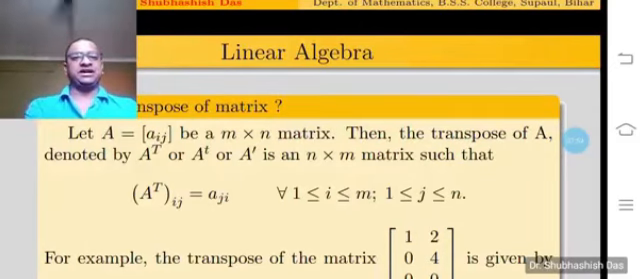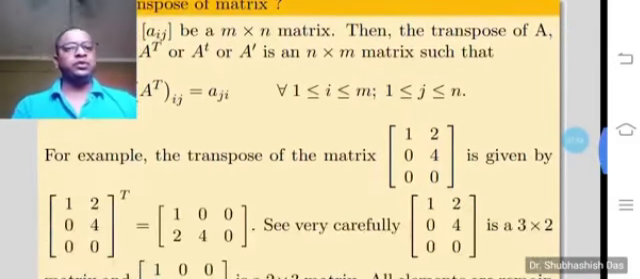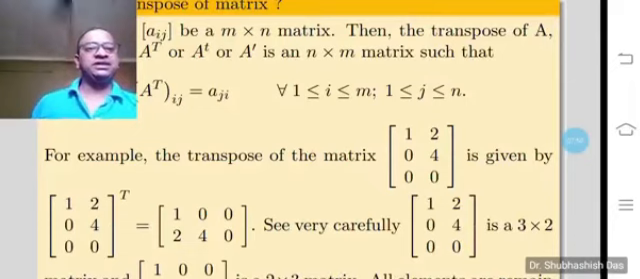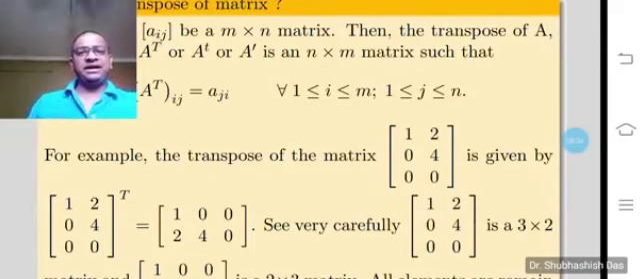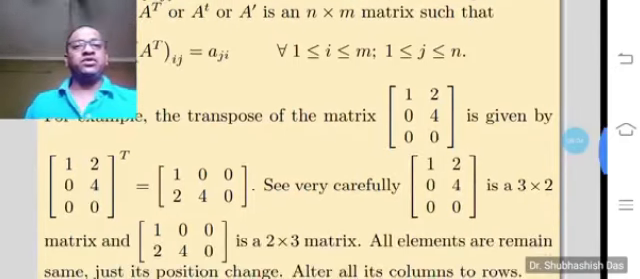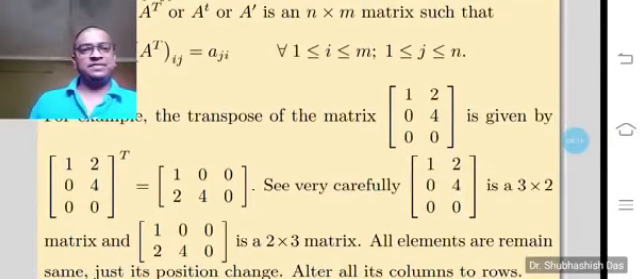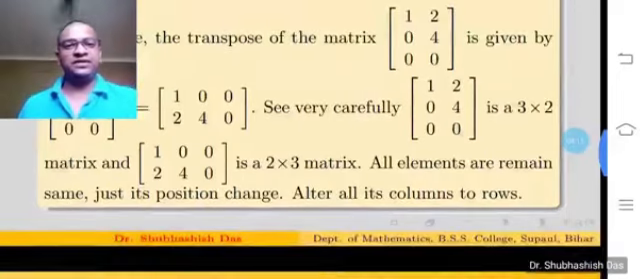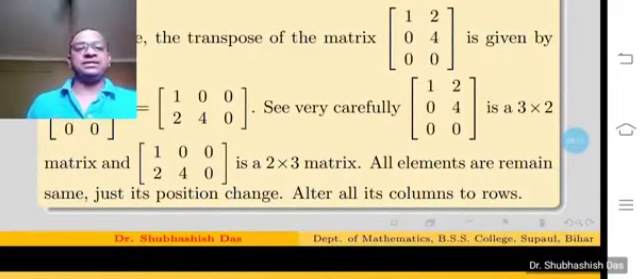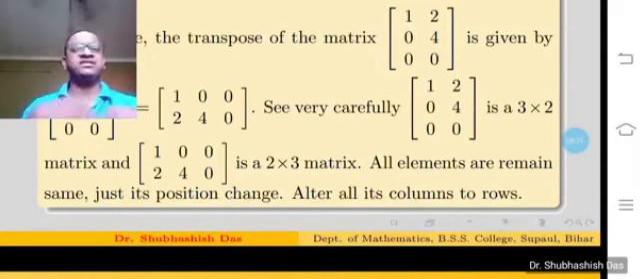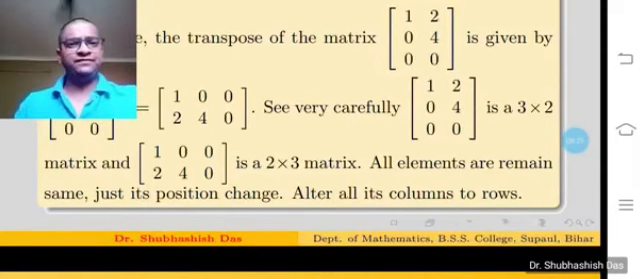For example, the transpose of the matrix [1 2; 0 4; 0 0], this is a 3 by 2 matrix, and its transpose is given by just interchanging rows to columns: [1 0 0; 2 4 0]. This is a 2 by 3 matrix, right? All elements remain the same, just their positions change.